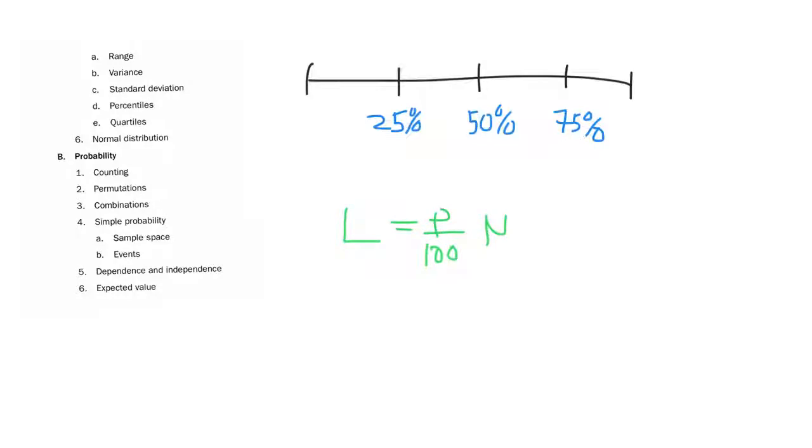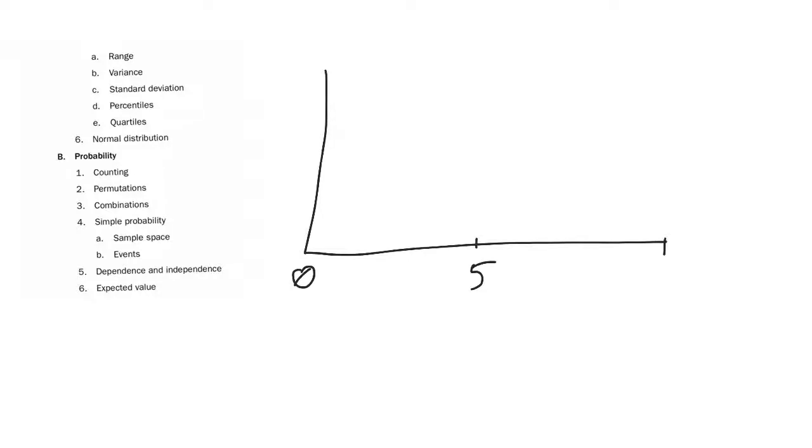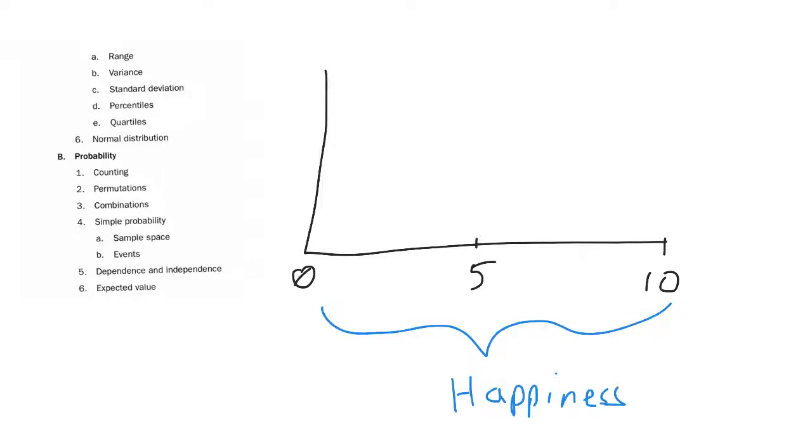Okay, so moving on to the next concept, which is the normal distribution. Okay, so let's say you can be happy on a scale of 1 to 10, where down here is 0, here is 5, and here is 10. And this is the happiness level that you are at, or people are at. And this axis represents the number of people at these various levels.